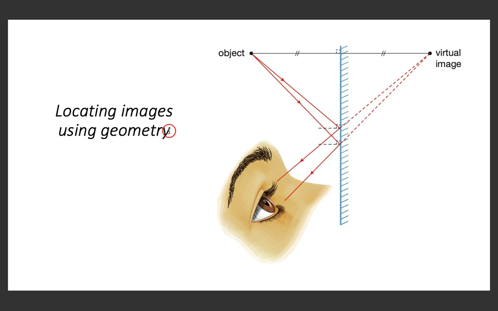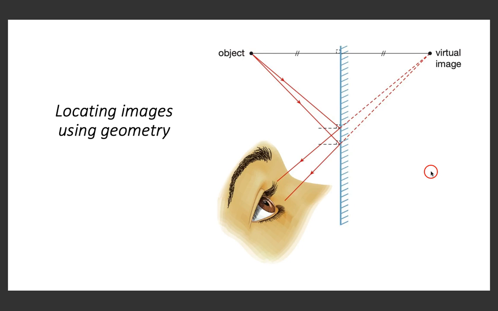So this is locating the image using geometry. And using geometry is very simple. The idea is just that you look at how far away the object is from the mirror, and then the virtual image has to be an equal distance away from the mirror. In particular, when we want to determine the distance from the object to the mirror, you can see we're drawing a line that's perpendicular to the mirror here. So this is a 90-degree angle.